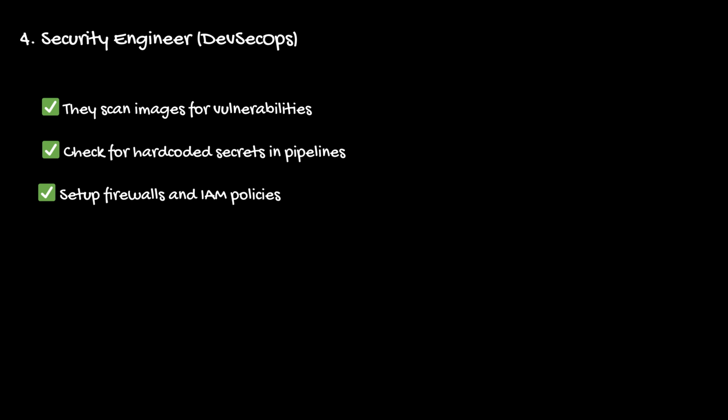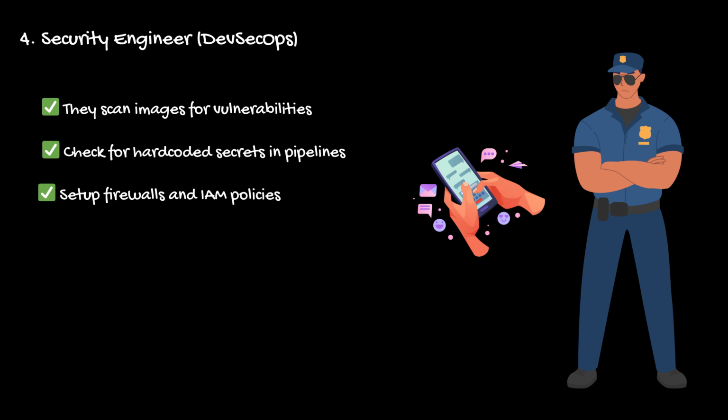And security engineer, also known as DevSecOps. Now, this role is super important in today's world because security engineers make sure nothing unsafe goes live. They scan images for vulnerabilities, they check for hard coded secrets in pipelines, and they set up firewalls and IAM policies. Basically, they are like your application's bouncer. Nothing shady gets in, right?